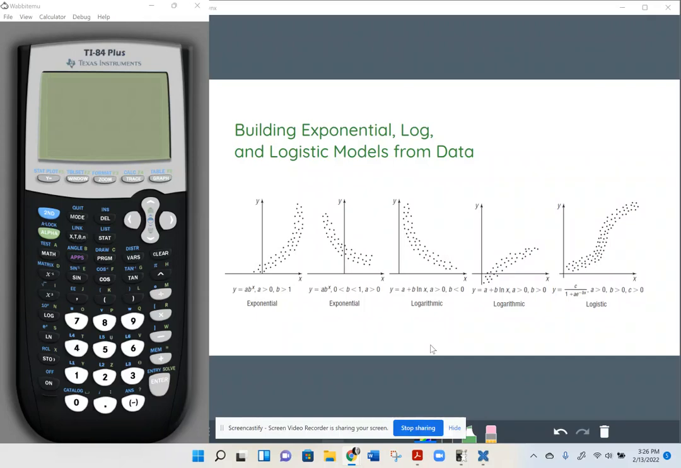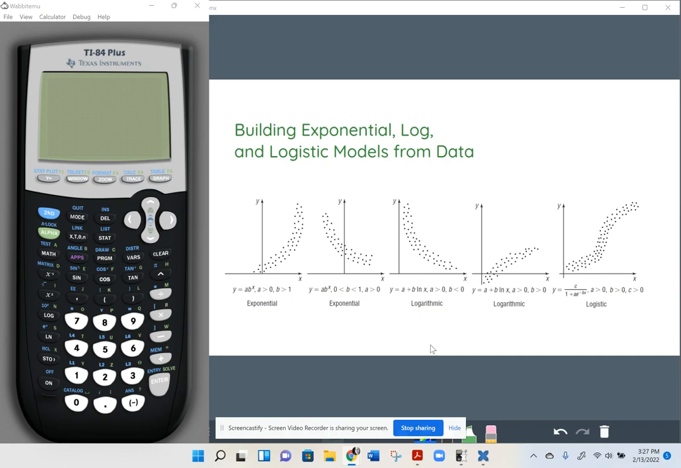In this video, we're going to talk about building exponential, logarithmic, and logistic models from data. As you could probably tell, I'm using a kind of different screen recording, and the audio might not be the best, so I apologize if this video is more brutal to get through than normal. But we're going to be using our graphing calculator to do all of these things, so if you want to pause this and grab your graphing calculator, I would highly recommend.